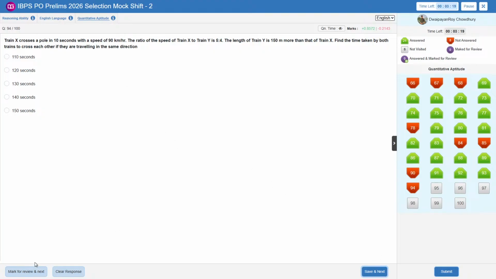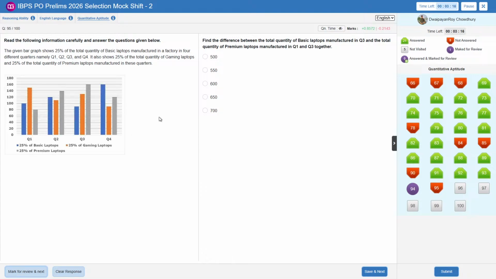Okay, cross a pole. This is doable. Okay. Difference between the basic 15, 25% of basic. Okay. Find the difference total number of basic laptops manufactured by Q3. Q3 basic is going to be 90. So into 4, 360. And the total number of premium by Q1 and Q3. Q1 premium 80, 80, 162, 40 into 4, 960. So total difference 600.